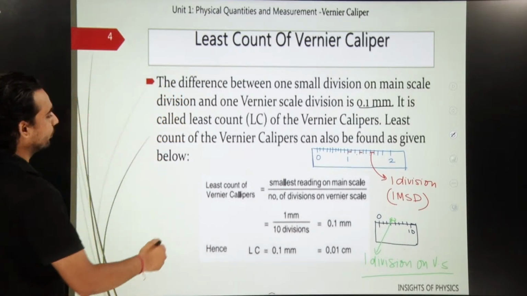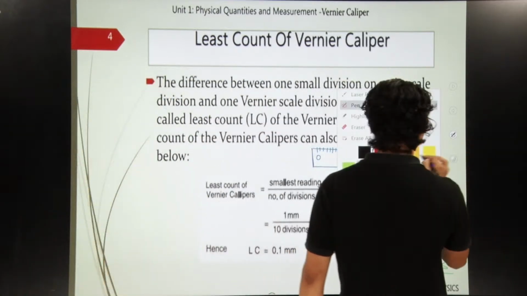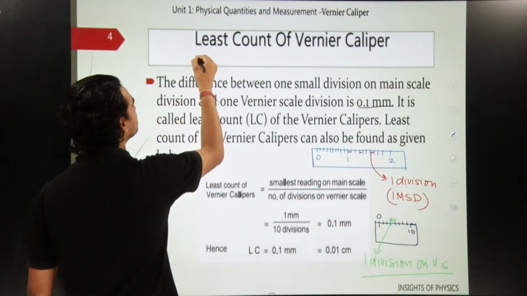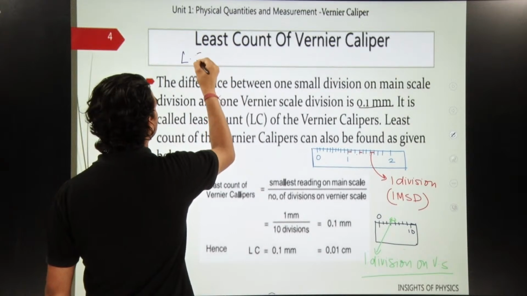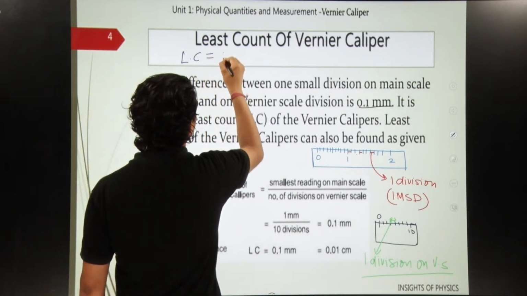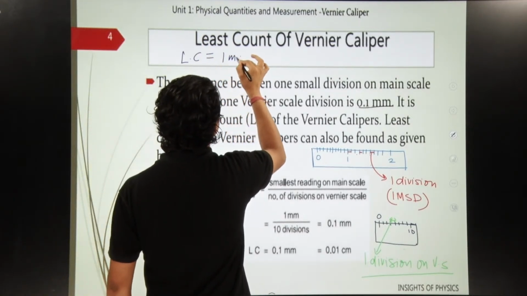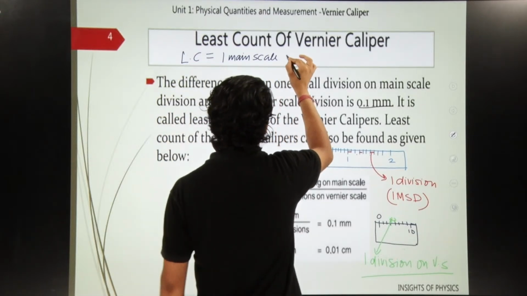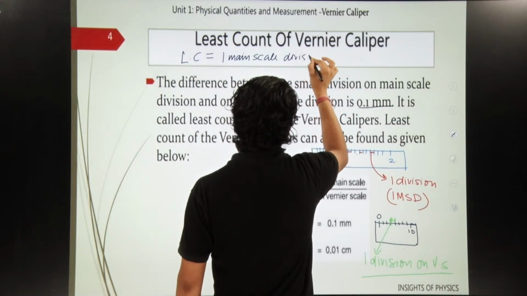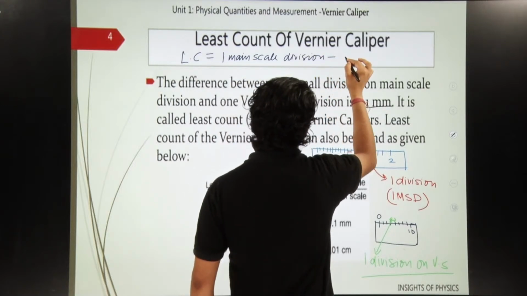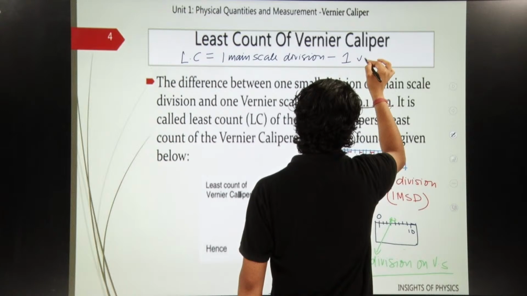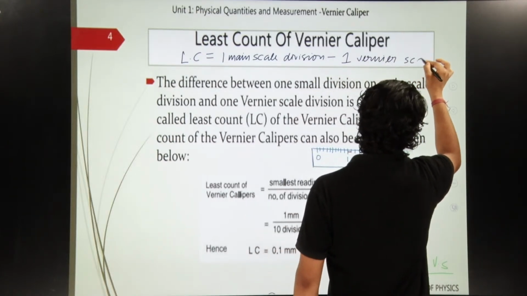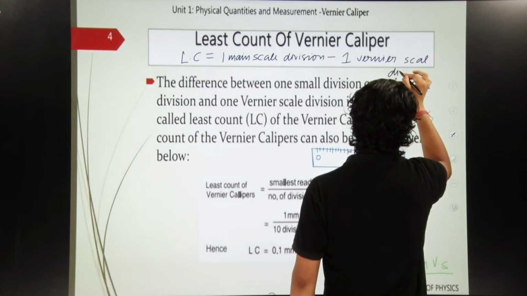So what is least count? The formula for least count is given as, so let's write the formula. The least count is basically 1 main scale division minus 1 vernier scale division.